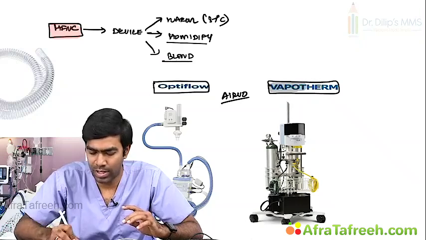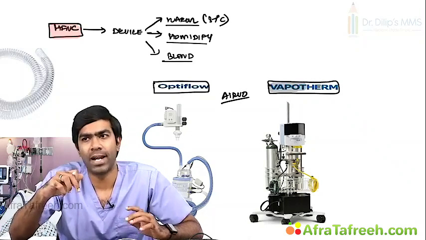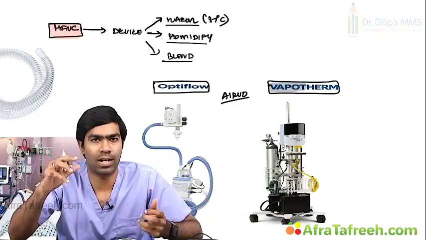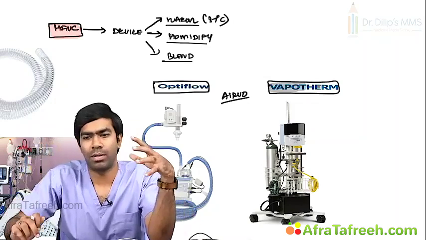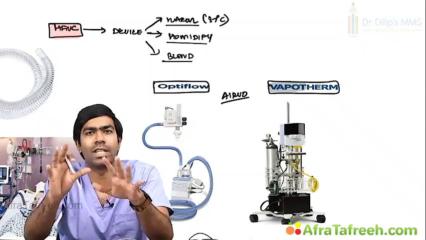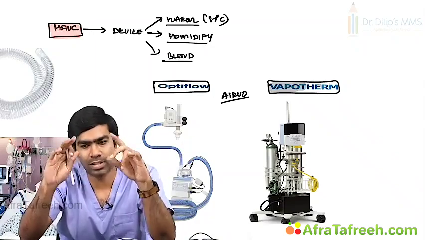Blending. So why is this blending important? Blending is really important to deliver a set amount of FiO2 at a set flow. For example, I need 50 liters of oxygen flow at a FiO2 of 60%. These devices can do that.